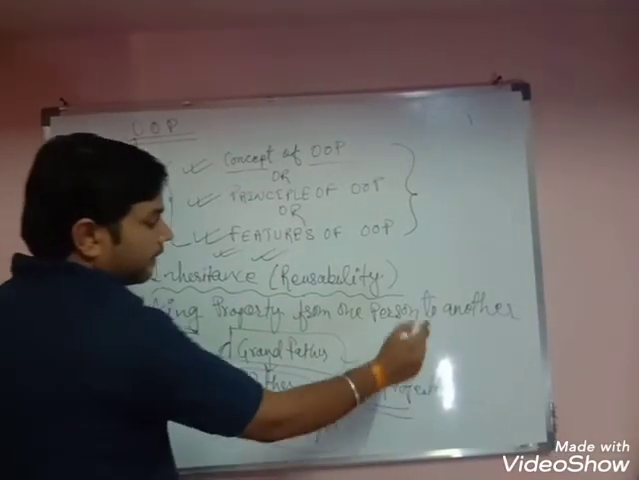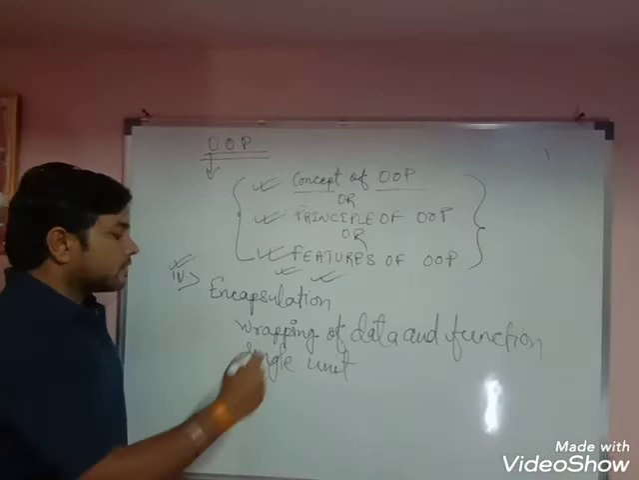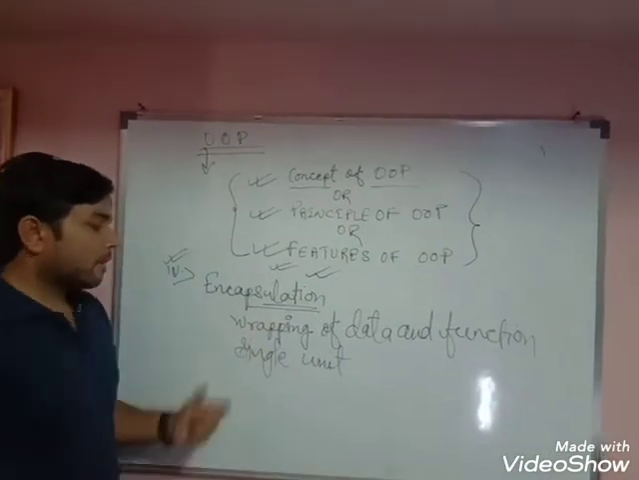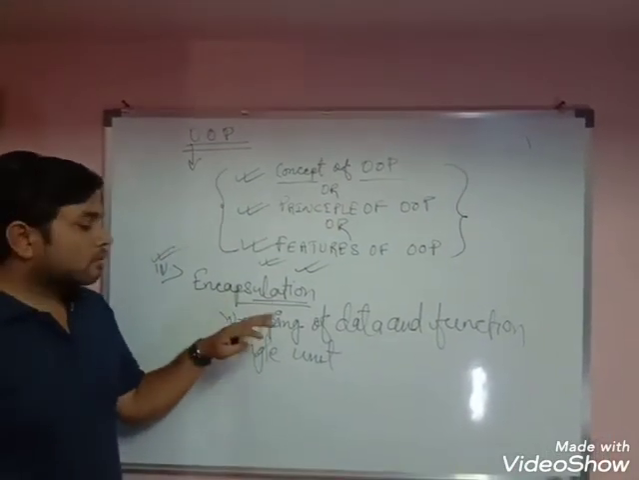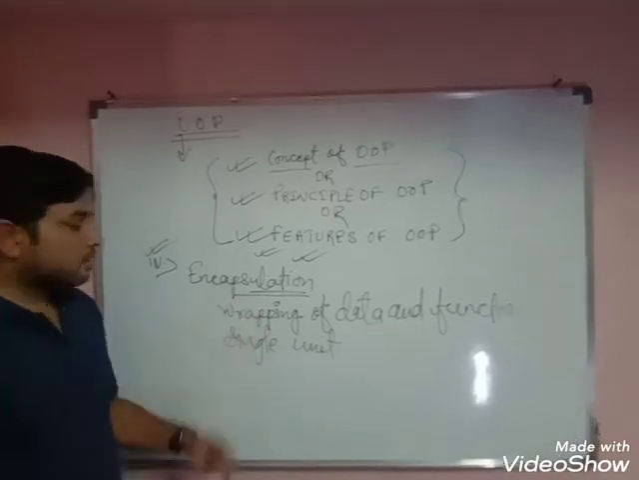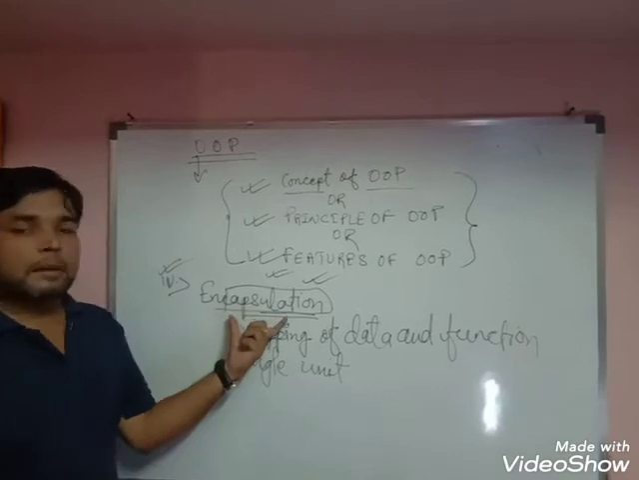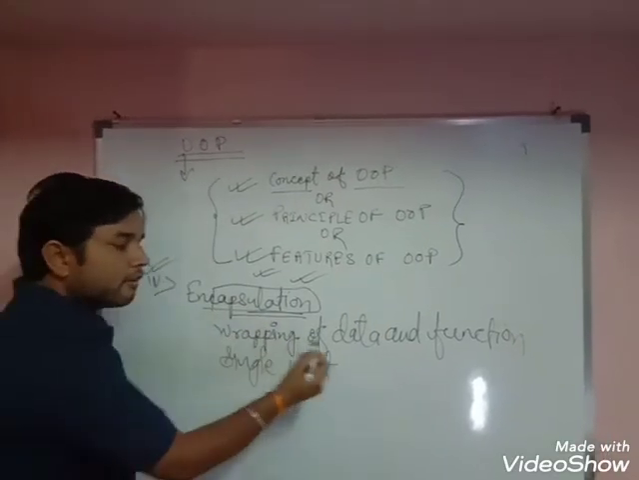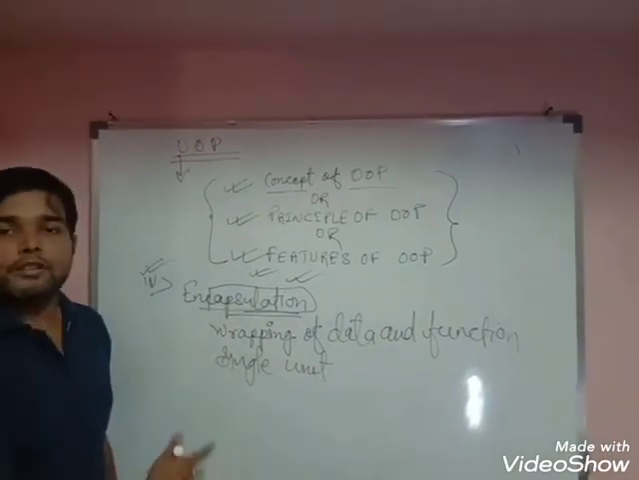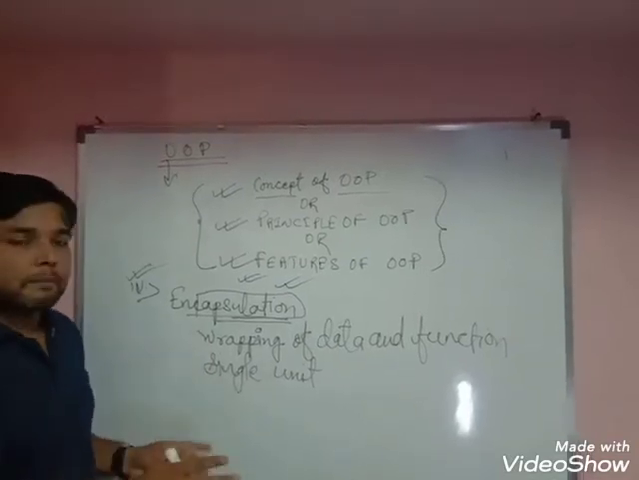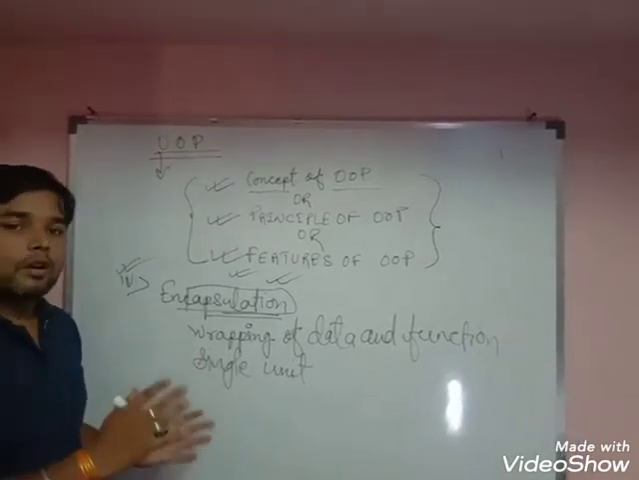This is called inheritance. The next feature of object oriented programming is encapsulation. So you have to know what encapsulation is. In encapsulation, the word is capsulation, meaning capsule. Wrapping of data and function into a single unit is called encapsulation, meaning if you wrap anything in a single unit, it is called encapsulation.